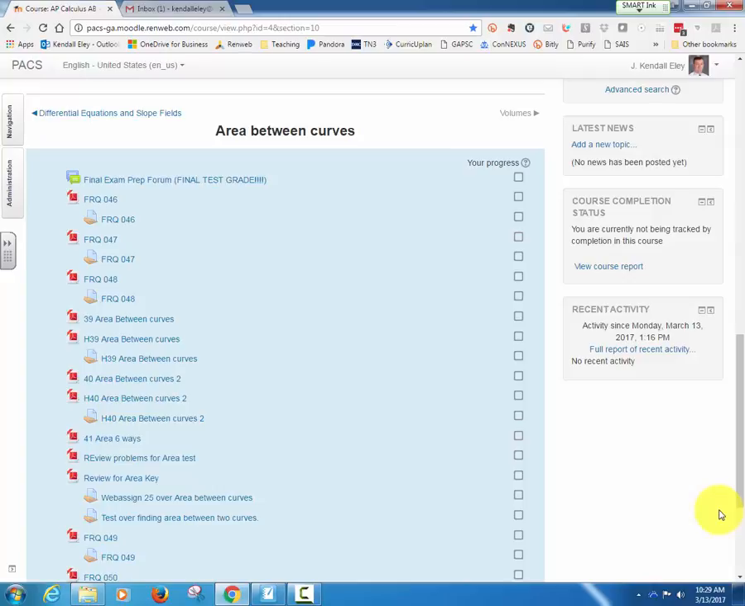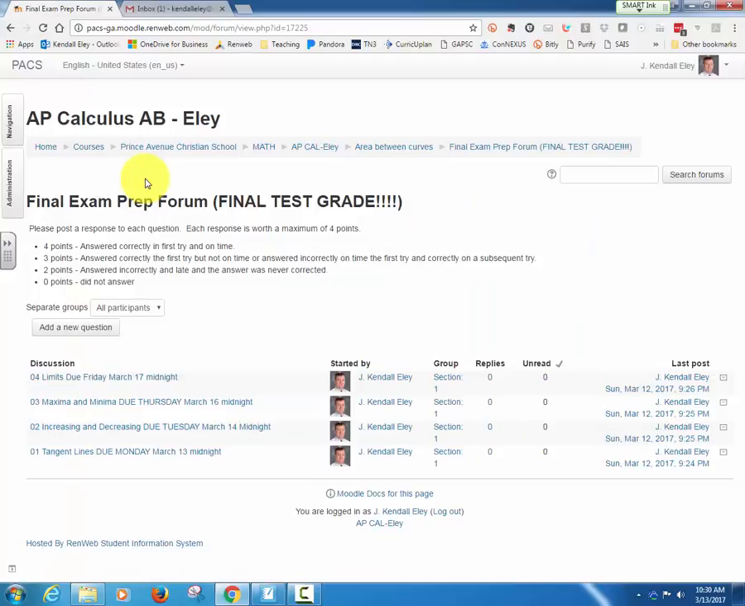So I need to be sure that you understand what I'm expecting out of you here, because this should be a very good test grade for you, provided you do the work and do it on time. All right, so when you log on to Moodle in this section under area between curves, you should see this forum here, Final Exam Prep Forum. And all it is, is questions I am posting, and you need to provide answers for those posts. Okay? It's not answers as in working out a math problem, taking a picture of it and putting it up there. It's actually written out answers.